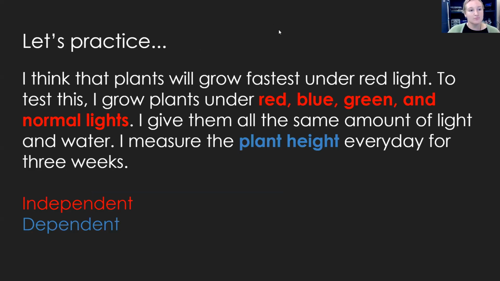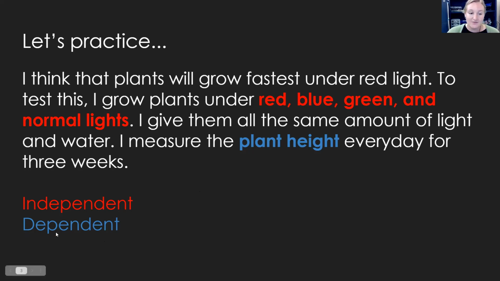So here's an example. Our scenario is I think that plants will grow fastest under red light. To test this, I grow plants under red, blue, green, and normal lights. I give them all the same amount of light and water, and I measure their plant height every day for 3 weeks. So that's our scenario. Our independent variable, what I control or what I change, is going to be the different color of light.